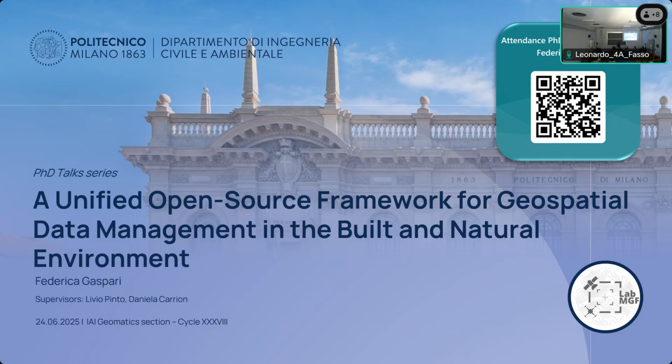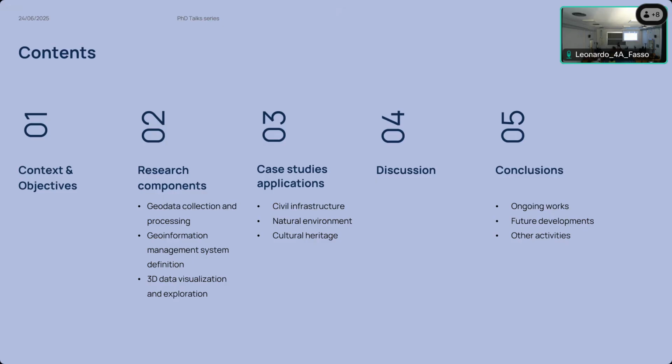In the first part, I will introduce the context and objective of the research of these past 3 years, highlighting the research components derived from the current needs identified in different fields. I will also present some case study applications for real-world scenarios related to civil infrastructure, natural environment, and cultural heritage. In the end, of course, I will briefly discuss the results, the main insights, with some conclusions on ongoing works and future development related to the current activities.